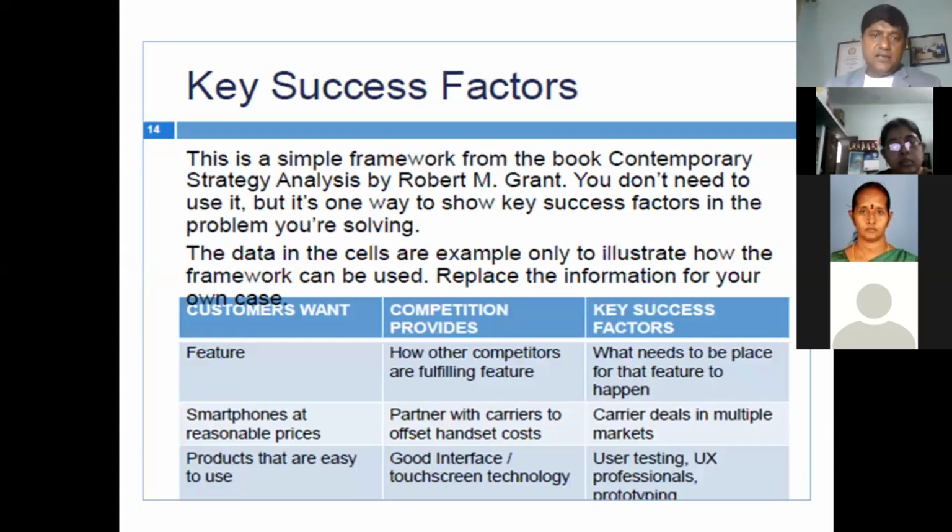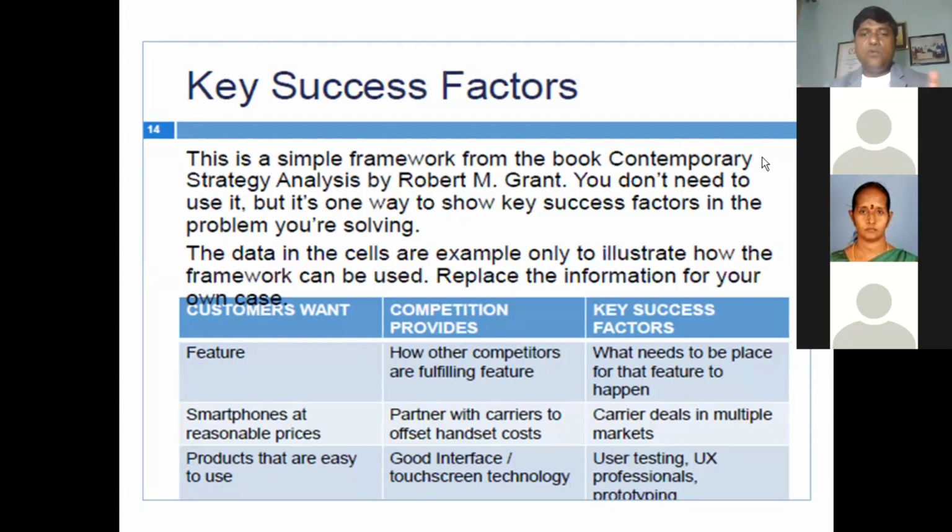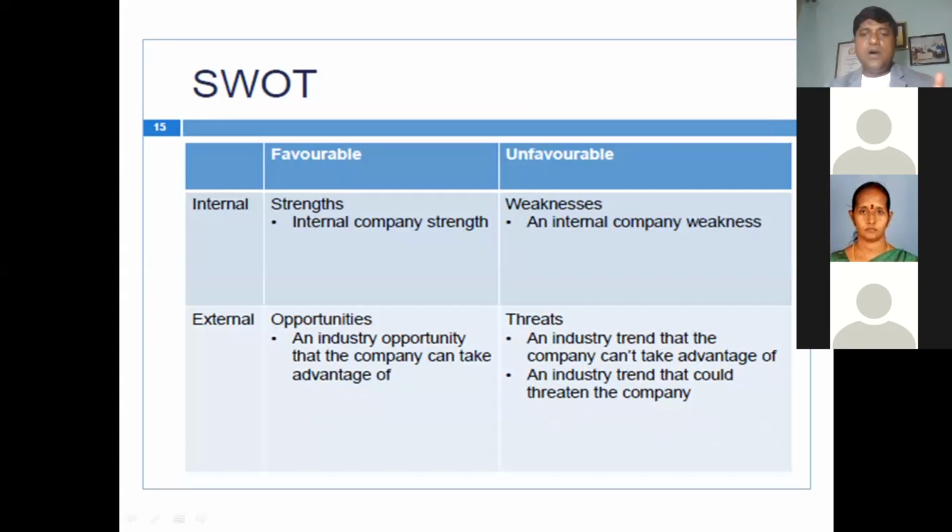Key success factors. We know the book Contemporary Strategy Analysis by Robert M. Grant. He has given one chart to all of us on how we can do this customer analysis and company analysis. If we look at it, we'll find that there is no feature the competition provides and the key success factors, right? So for any product we take, we can always find out the key success factors for that.